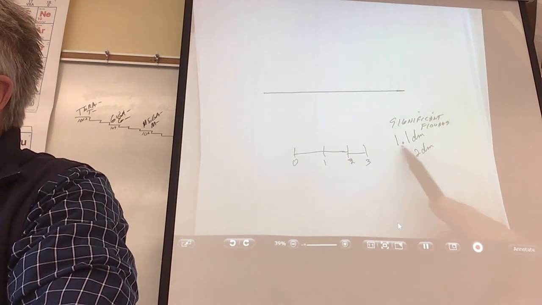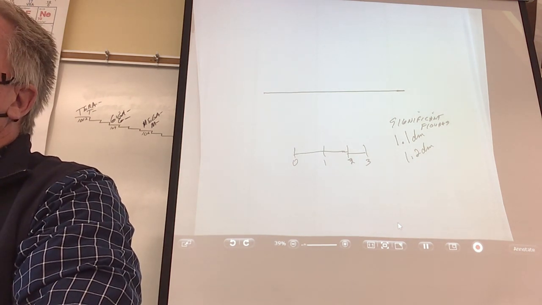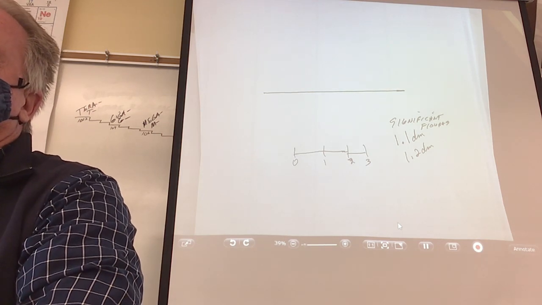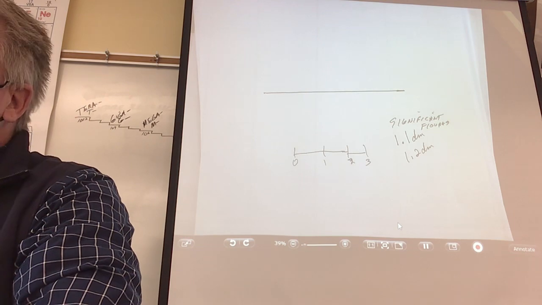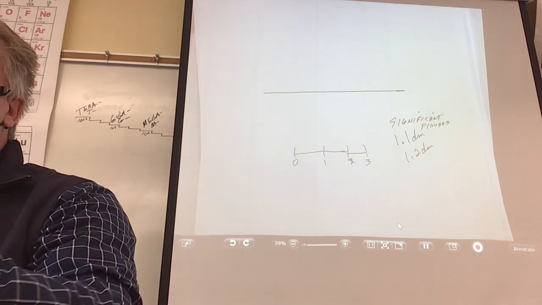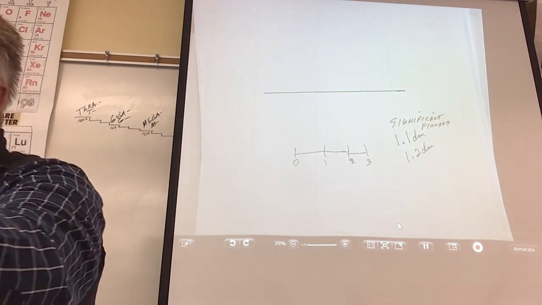So by writing this down, I'm communicating with a person how well they can trust that number. Right now, 2 sig figs are not all that trusty. I mean, I wish I had more than that. So let's try it again. I'm going to use a different ruler. What do you think these are? What do you think these things are right here?